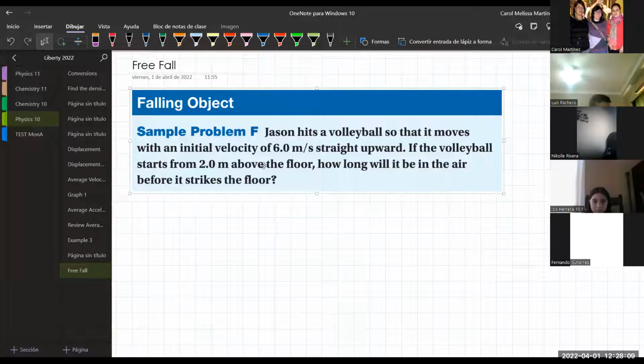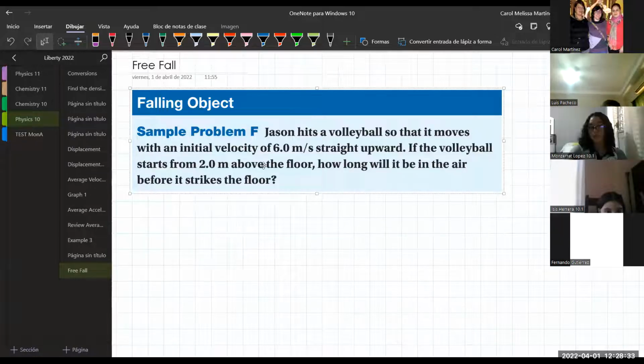So in this exercise, what is the initial velocity of the object? First of all, which one is the object? Let's analyze the exercise. Which one is under free fall? The volleyball. The volleyball, okay? Jason, yes, he's mentioned in the problem and is the one responsible, but the object that is under free fall is the volleyball.